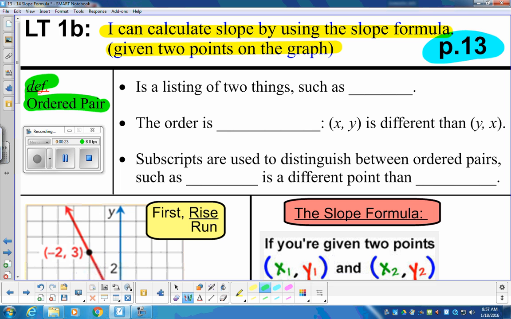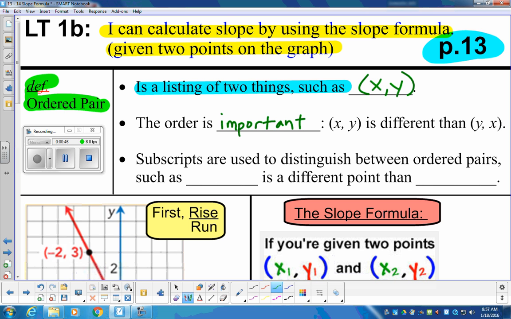Definition of an ordered pair. An ordered pair is a listing of two things, such as x, comma, y. You'll notice that it's in alphabetical order. We have x, comma, y. So we're going to talk about that same hotel analogy of that's my hotel room in alphabetical order, x, comma, y. Now the order is very important.